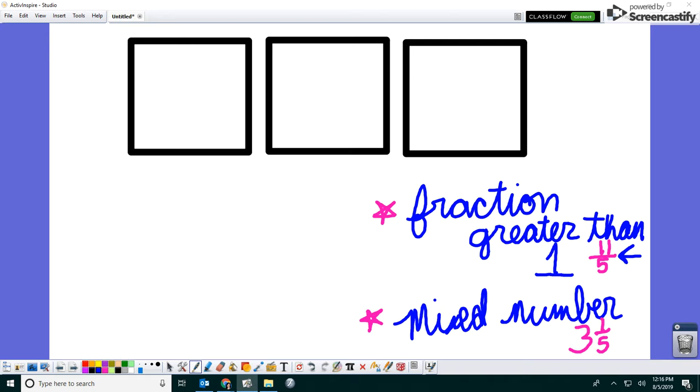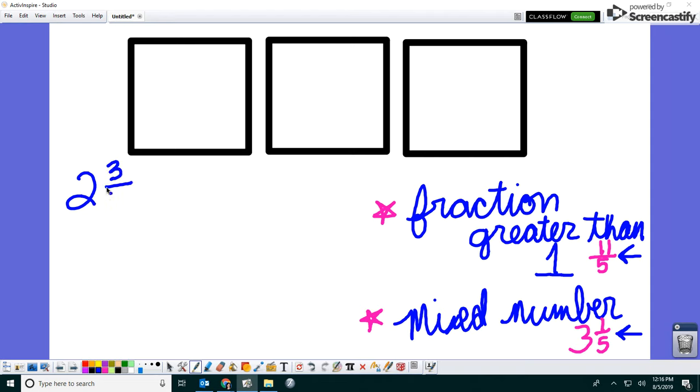The other vocabulary word we need to know is mixed numbers. That is when you have a whole number mixed with a fraction. So 3 1/5 is a mixed number, 11/5 is a fraction greater than 1. All right, so we need to be able to change in between these two forms of fractions smoothly.